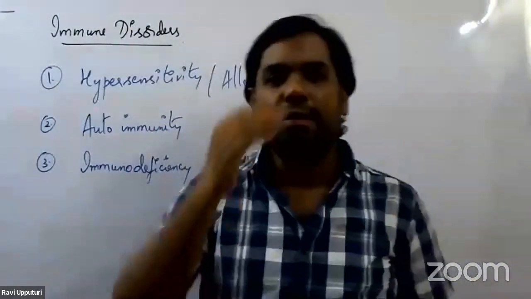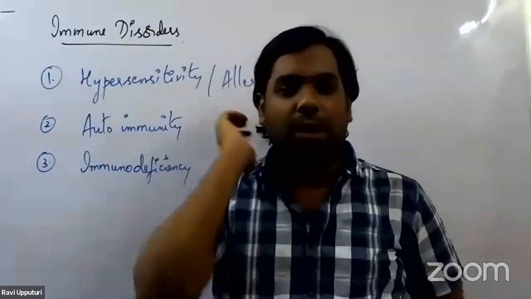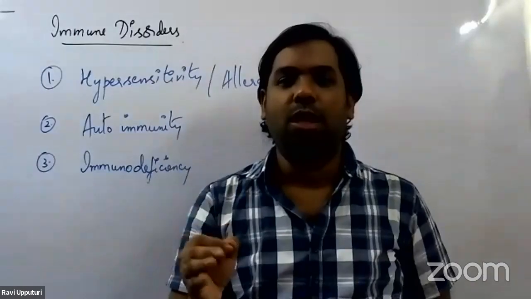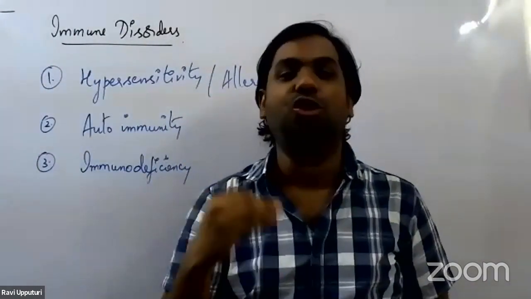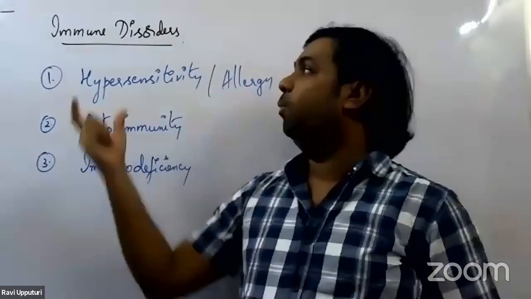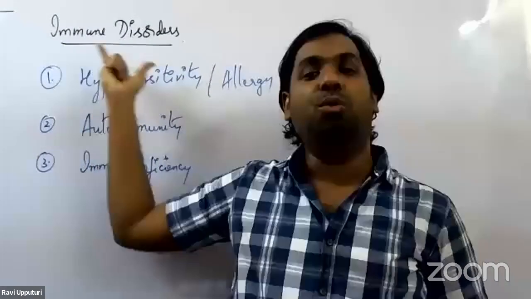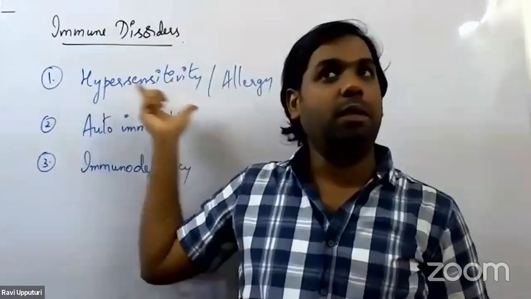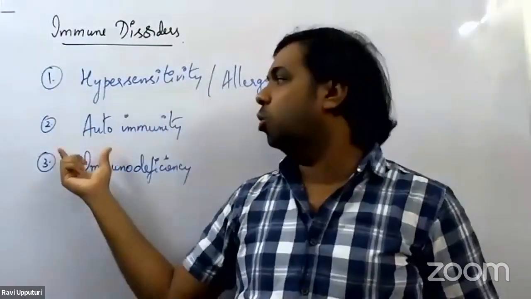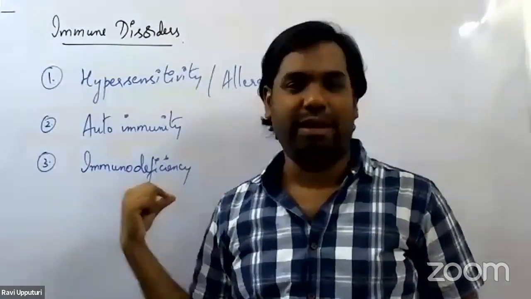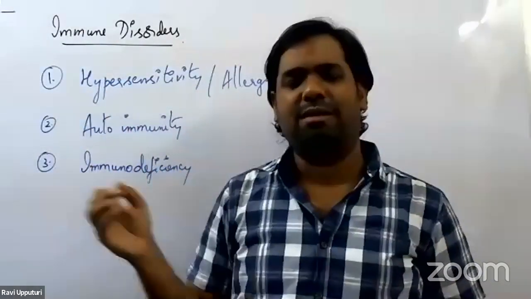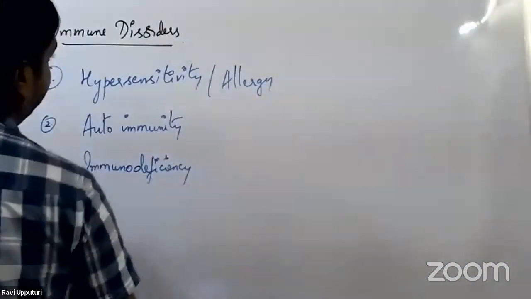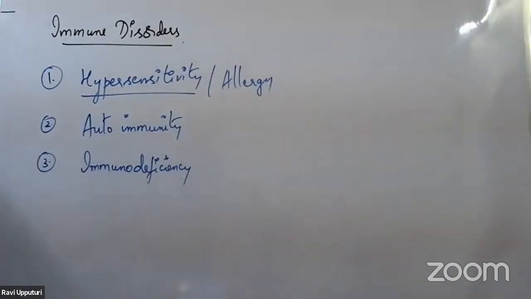As long as our immune system is functioning well, it protects us from any sort of infection. But sometimes the immune system does not function properly. At that point it leads to a condition called immune disorder. So there are three major types of immune disorders: hypersensitivity, also called allergy; second, autoimmunity; and third, immunodeficiency. Let's take up each one briefly. Let's begin with the first one, hypersensitivity or allergy.